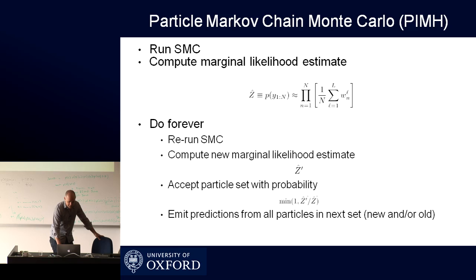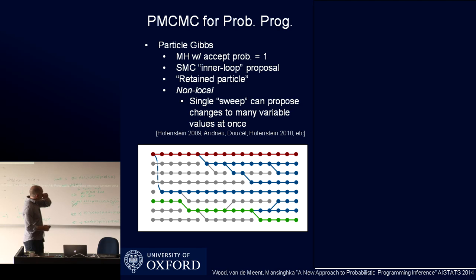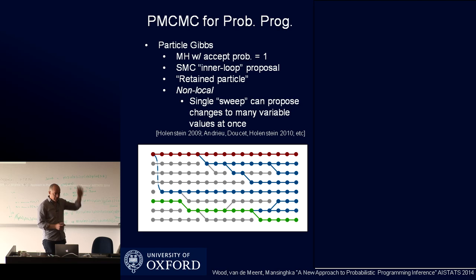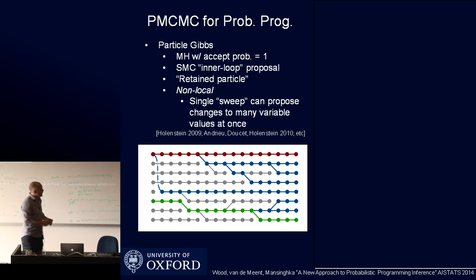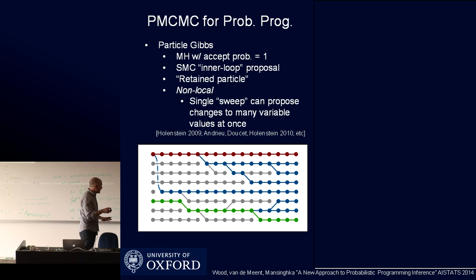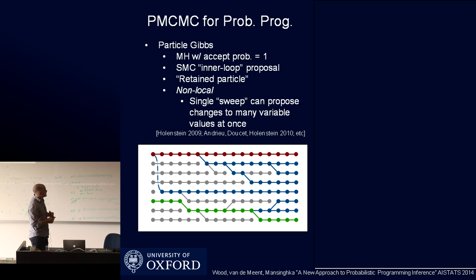Okay, last little algorithm is particle Gibbs. So particle Gibbs is a PMCMC variant. Who knows particle Gibbs? Probably the same two guys, I'm guessing. Particle Gibbs? Okay. All right. I recommend that you take a look at the paper that actually defines particle Gibbs itself and this paper, which explains how to do it for probabilistic programming inference. So particle Gibbs is another SMC within MH algorithm, except that it's a Gibbs algorithm because it's a Metropolis-Hastings algorithm whose acceptance probability is always 1, okay?